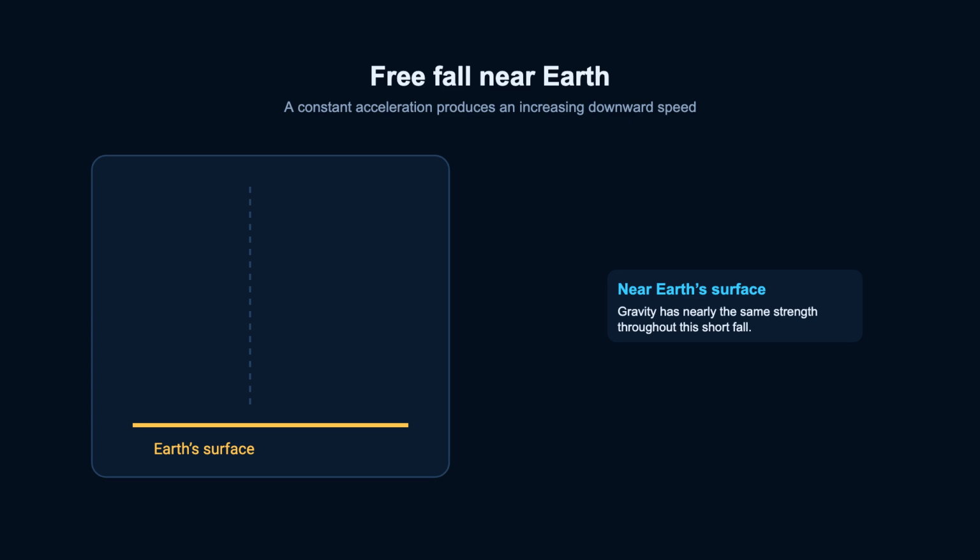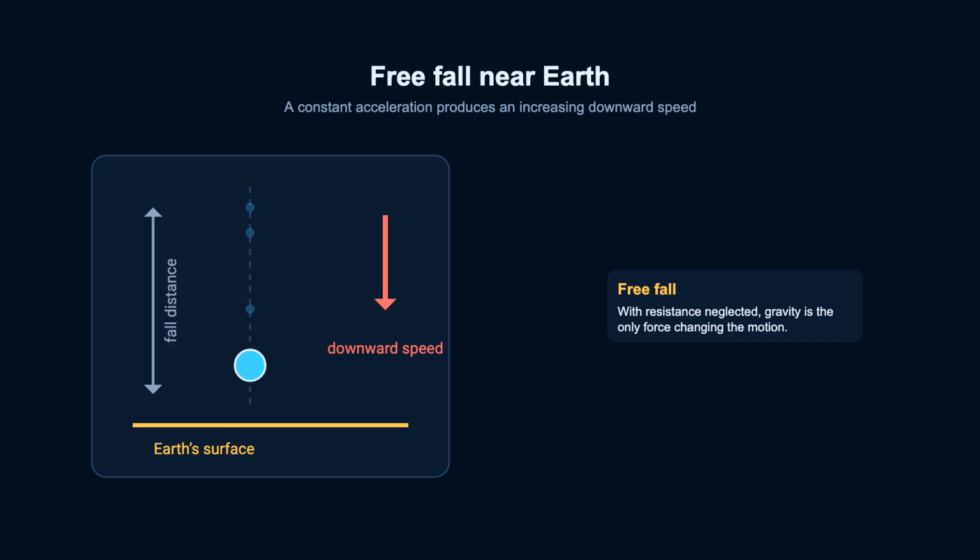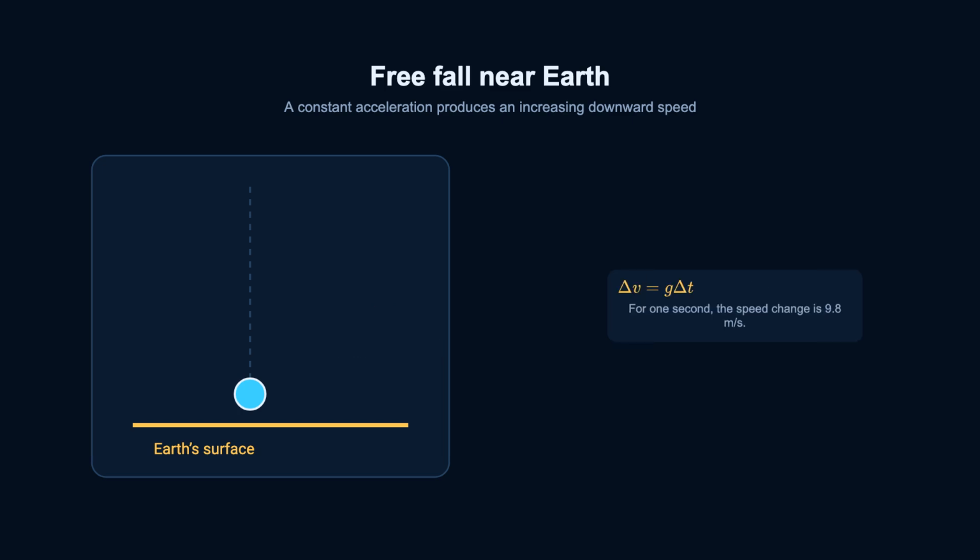Near the surface of the Earth, any object falling freely speeds up at a rate that's approximately constant, called the acceleration of free fall, g. Its value is approximately 9.8 meters per second squared. That means every second an object falls without resistance, its downward speed increases by about 9.8 meters per second.